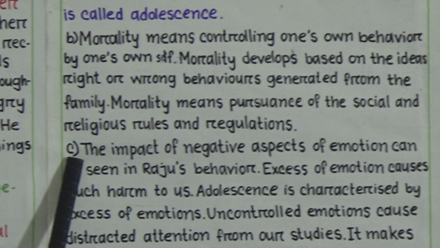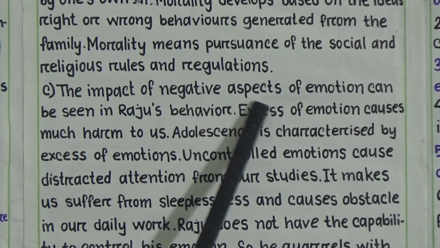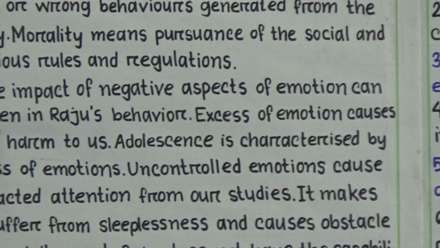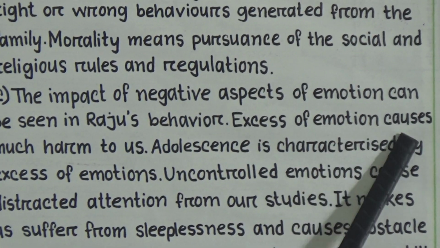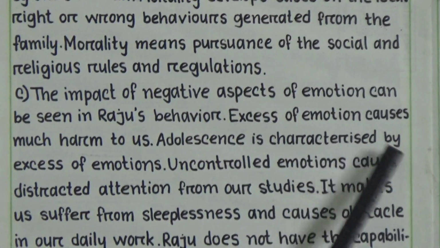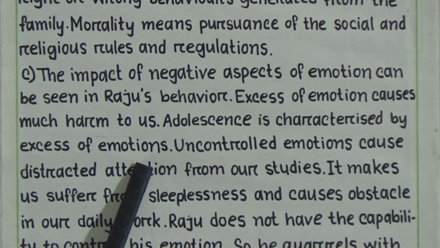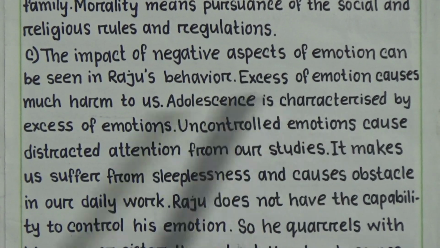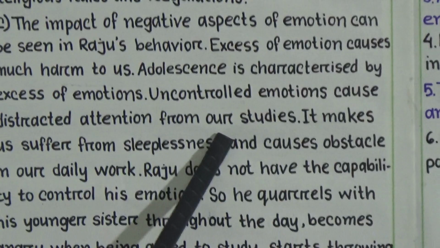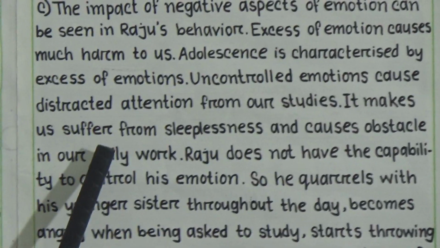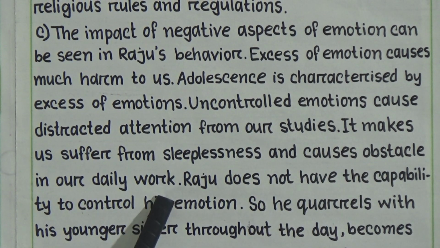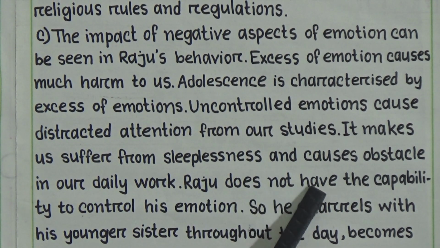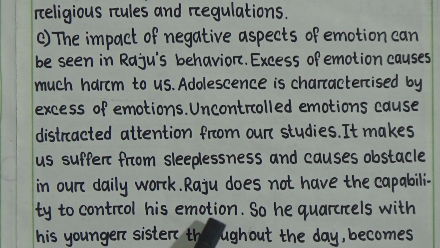I'm reading the answer. The impact of negative aspects of emotion can be seen in Raju's behavior. Excess of emotion causes much harm to us. Adolescence is characterized by excess of emotions. Uncontrolled emotions cause distracted attention from our studies. It makes us suffer from sleeplessness and causes obstacles in our daily work. Raju does not have the capability to control his emotion.